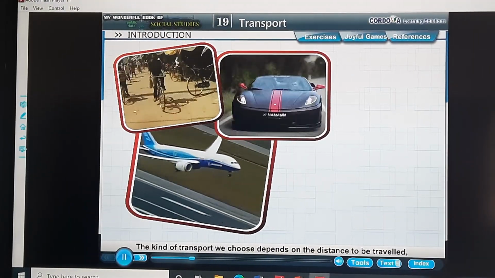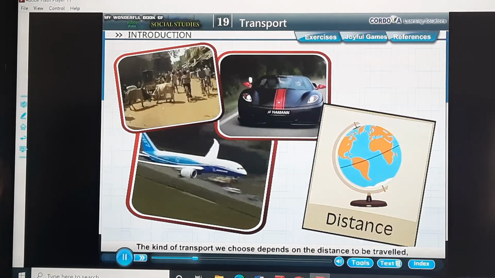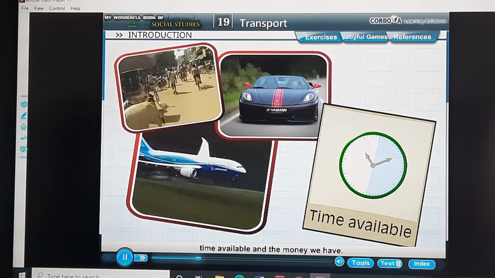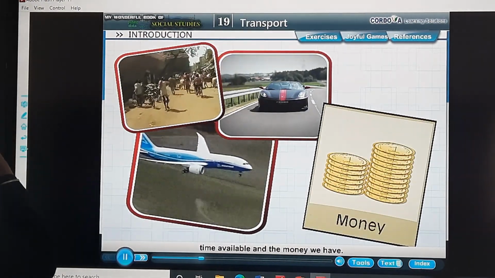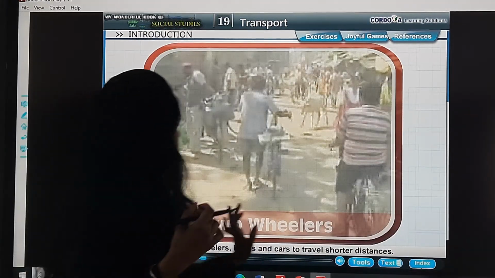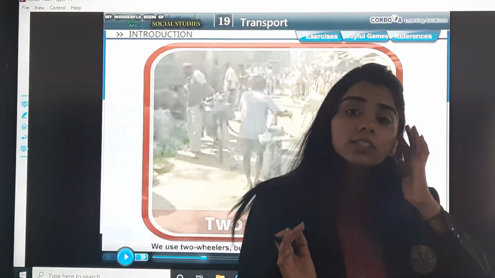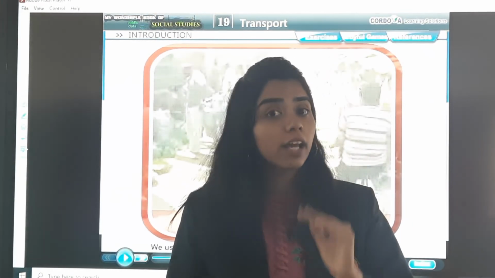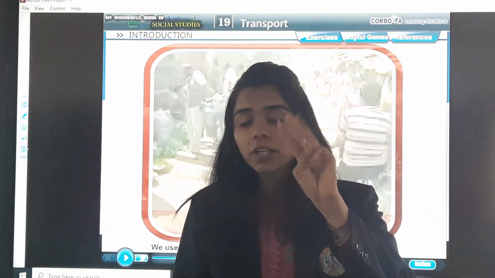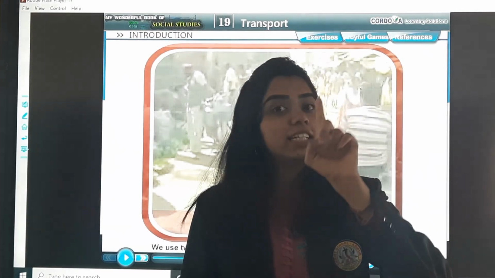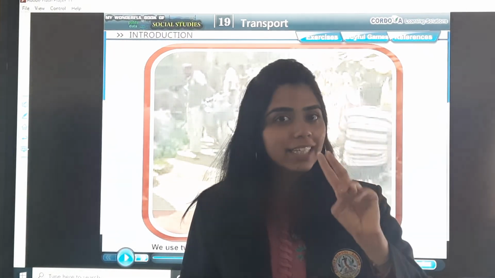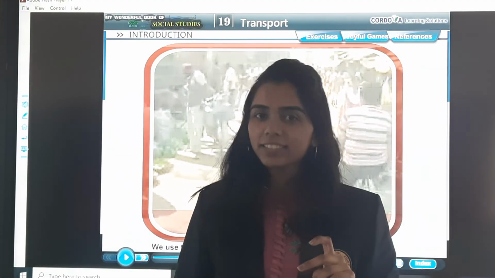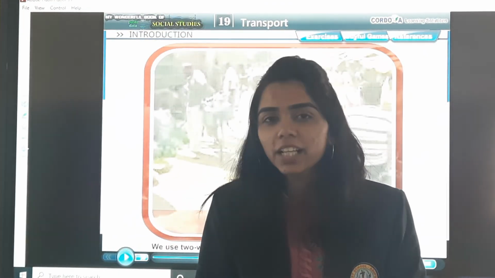The kind of transport we choose depends on the distance to be traveled, time available, and money we have. Very important. कि हम जो means of transport use करते हैं, select करते हैं, depends on three things. That is time, money, and distance. Isn't it? How? I will tell you.